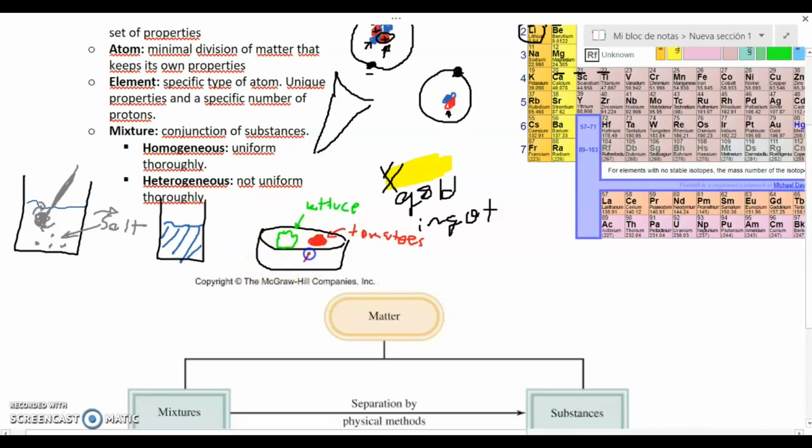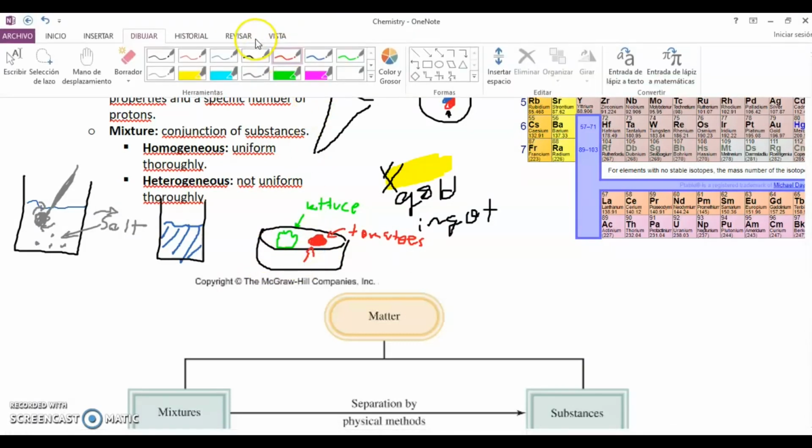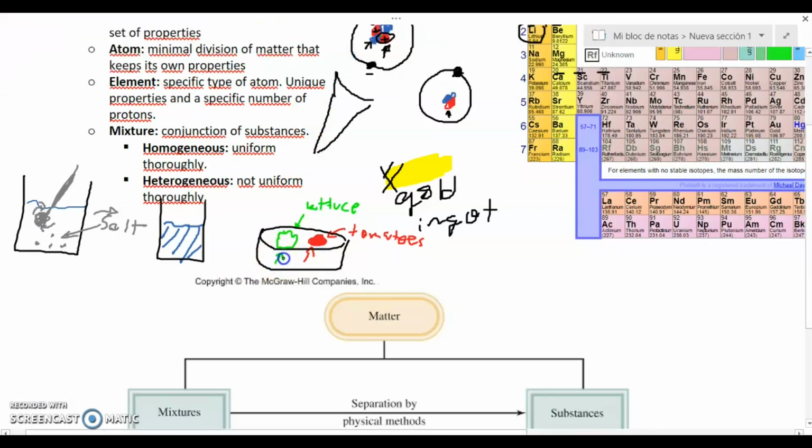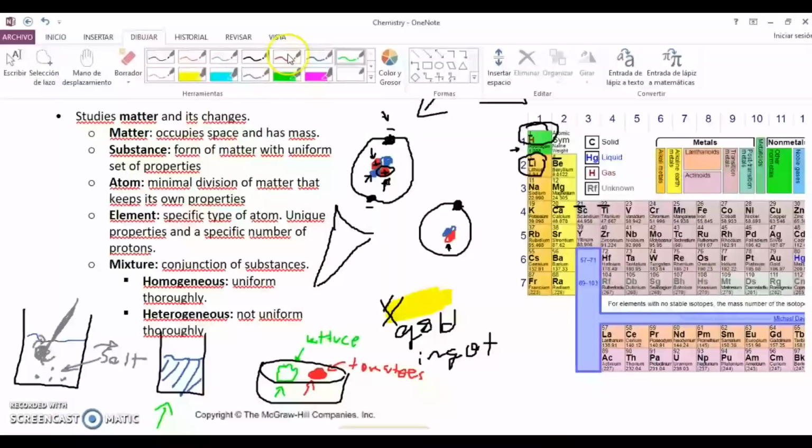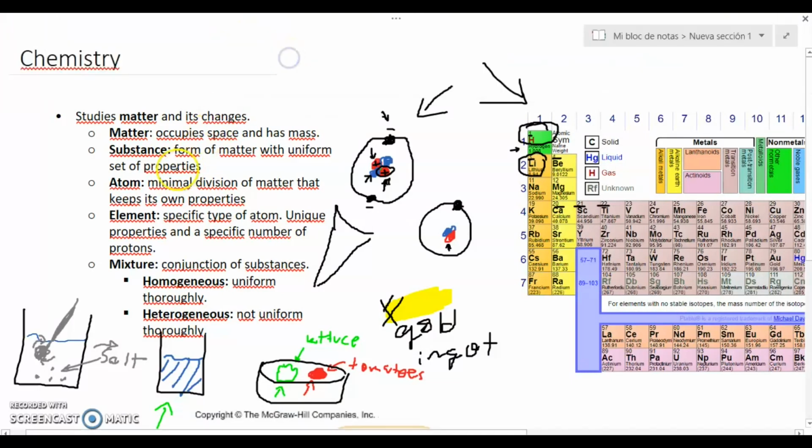And you can tell by the naked eye, oh, that's a tomato. Oh, that thing is a lettuce. Or, oh, that thing is whatever. So you can tell them apart with the naked eye. They are mixed, but heterogeneously. It's not a uniform mixture like the one with salt and water. When you dissolve the salt, you cannot tell the difference between where is salt and where is the water. That's homogeneous.